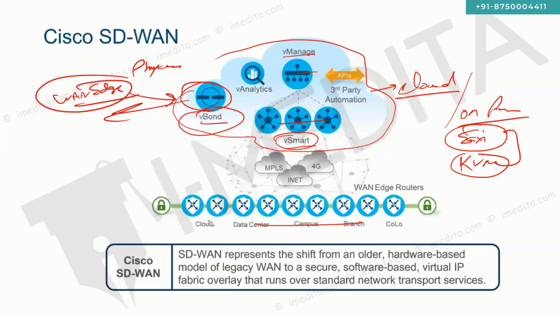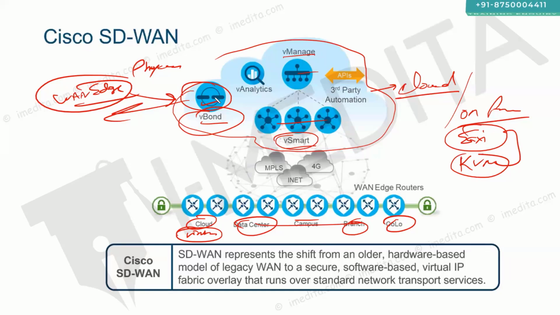Now, the vEdge router can be physical or virtual, both, because if you are deploying them in the cloud, then you have virtual routers for the cloud, and then you have physical routers for DC campuses and remote branches, or maybe for colos and that kind of thing. Therefore, the vBond can be either virtual or physical.